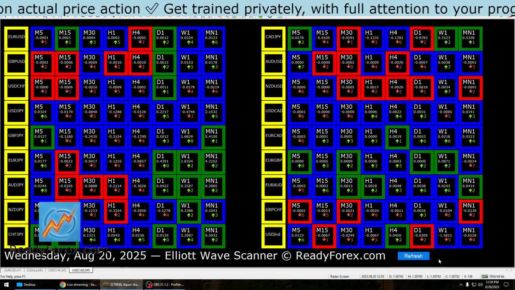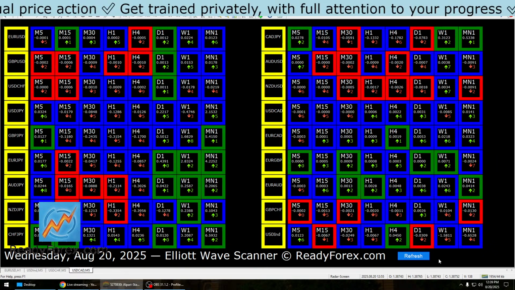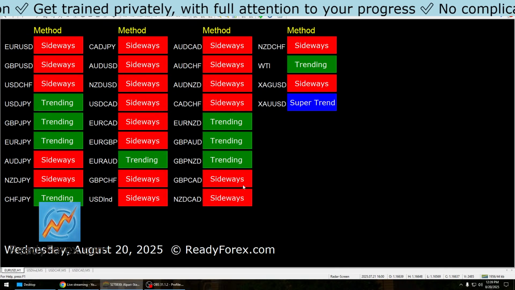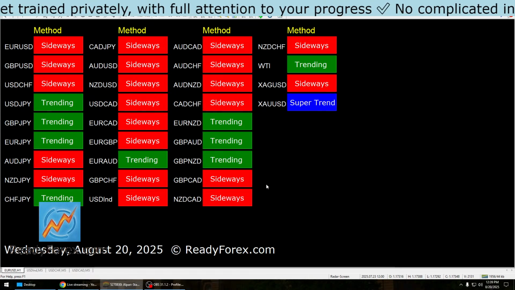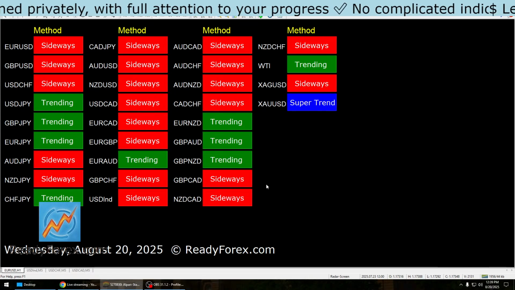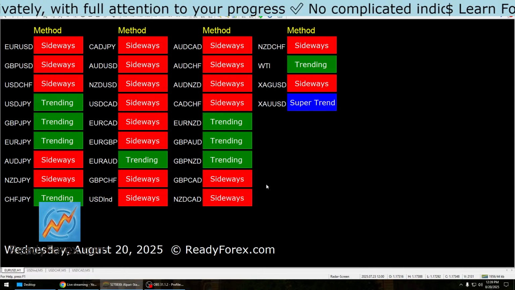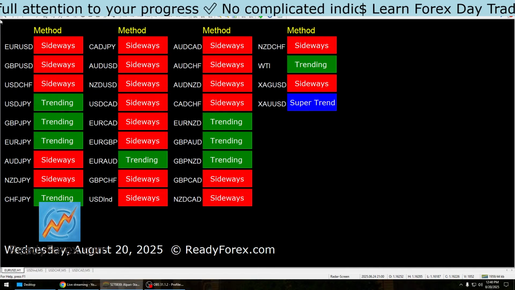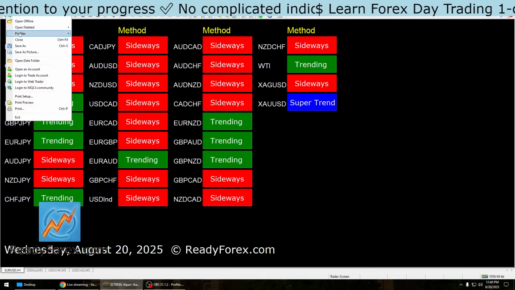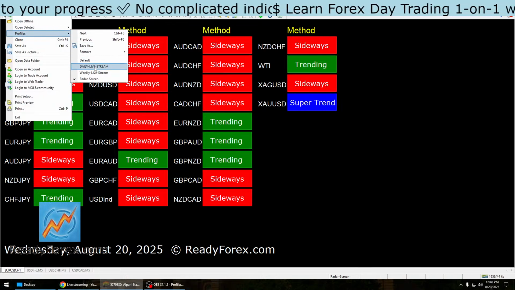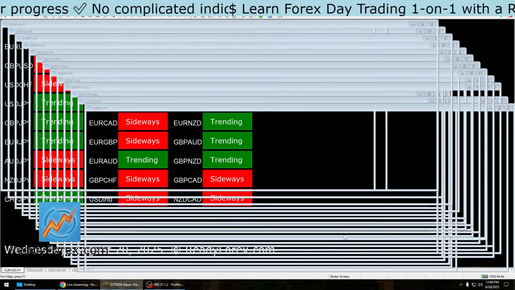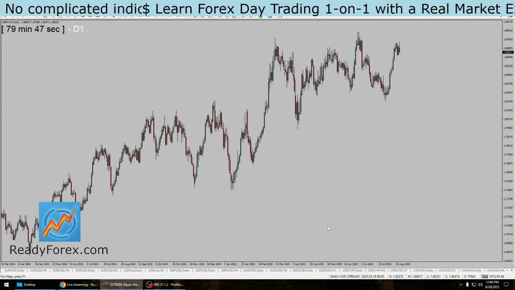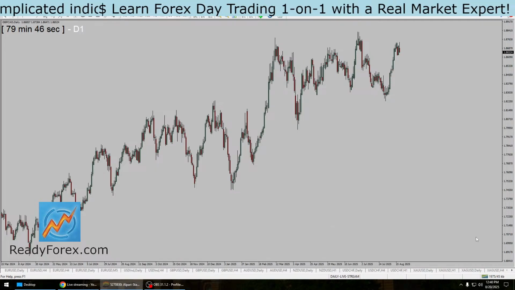I don't think I have GBPCAD listed on this one. Okay, over here it's sideways. So the trading method is sideways. This means use a sideways trading strategy. So GBPCAD, I think we might get a potential sell trade setup over here.